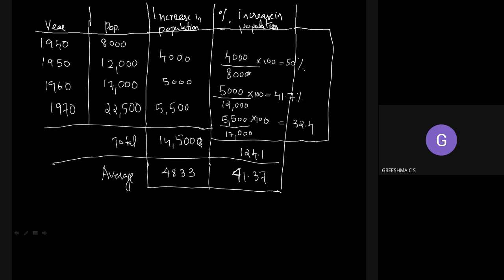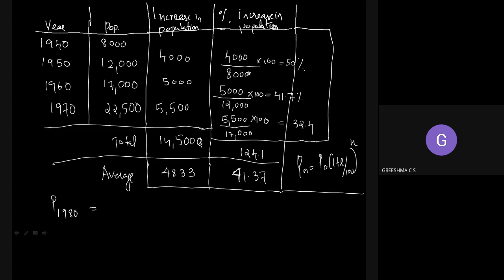Next you have to calculate the population for the year 1980. The equation is Pn is equal to P0 into 1 plus R by 100 all raised to n. Okay, 1 plus R by 100 all raised to n. This is the equation.